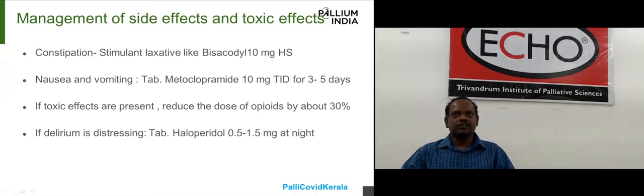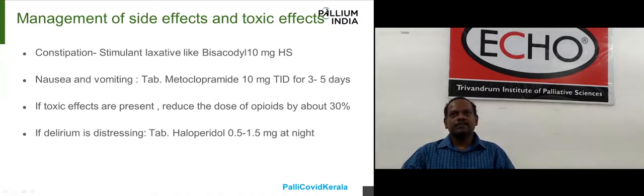For the first 3 to 5 days in an opioid naive patient, we can give anti-emetics that act on the chemoreceptor trigger zone, like a D2 receptor antagonist, for example metoclopramide, or a 5-HT3 antagonist, ondansetron. We usually use metoclopramide 10 milligrams 3 times daily for 3 to 5 days. We already said that nausea and vomiting is self-limiting. So after 3 to 5 days, metoclopramide is usually not needed.